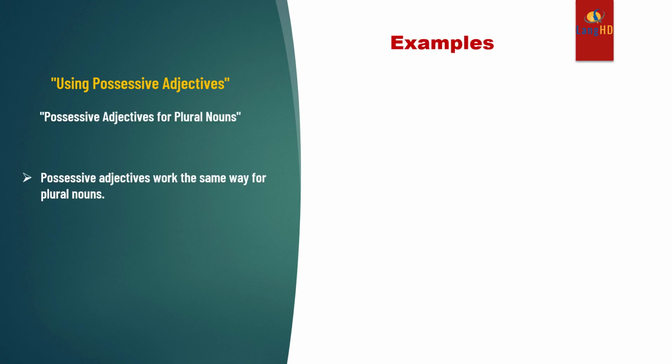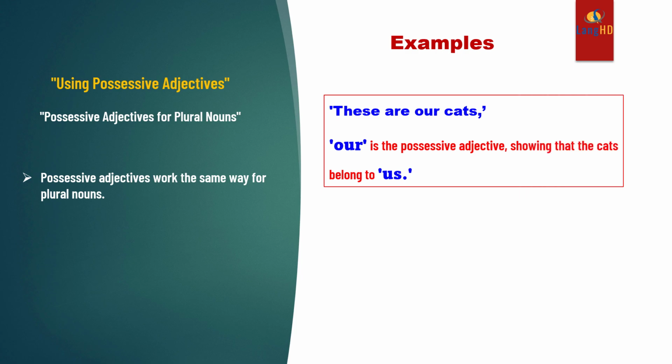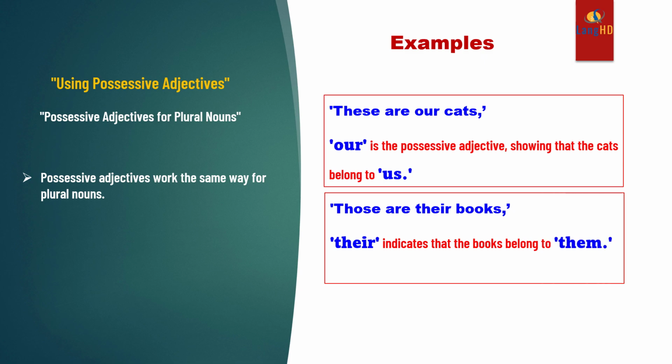Possessive adjectives for plural nouns. Possessive adjectives work the same way for plural nouns. Let's take a look. In the sentence, "These are our cats," our is the possessive adjective, showing that the cats belong to us. And in this example, "Those are their books," their indicates that the books belong to them.